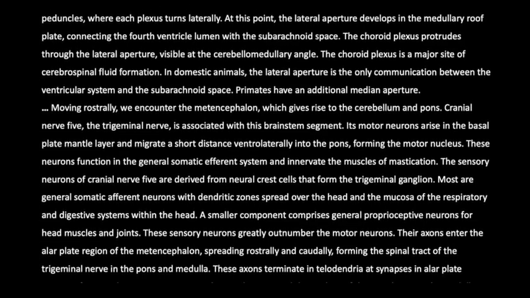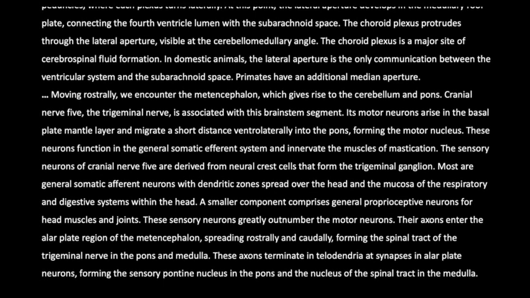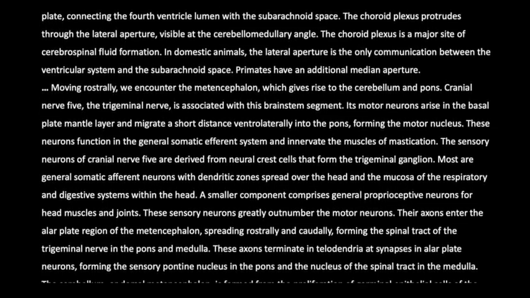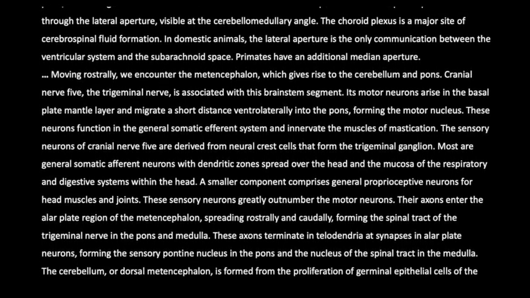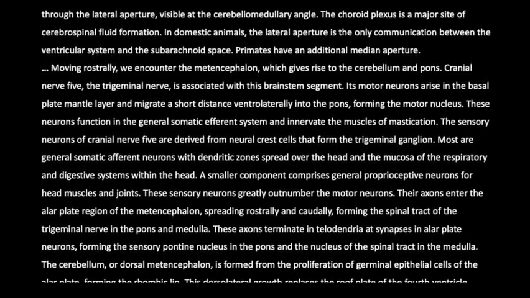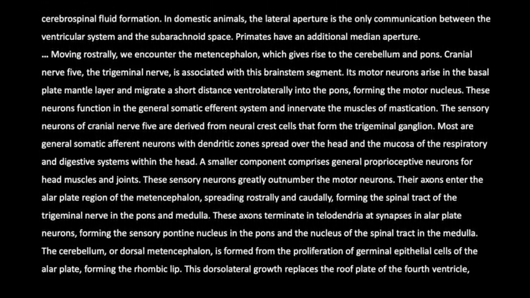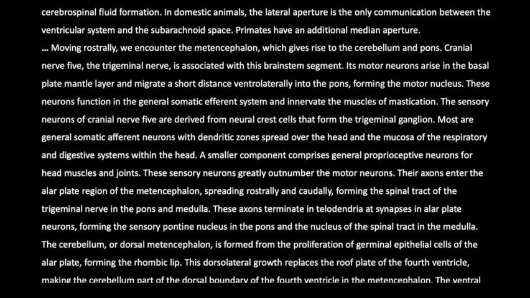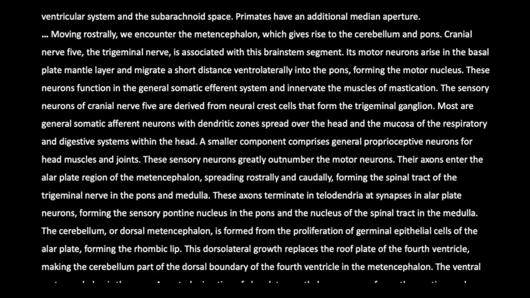Moving rostrally, we encounter the metencephalon, which gives rise to the cerebellum and pons. Cranial nerve 5, the trigeminal nerve, is associated with this brainstem segment. Its motor neurons arise in the basal plate mantle layer and migrate a short distance ventrolaterally into the pons, forming the motor nucleus. These neurons function in the general somatic efferent system and innervate the muscles of mastication.